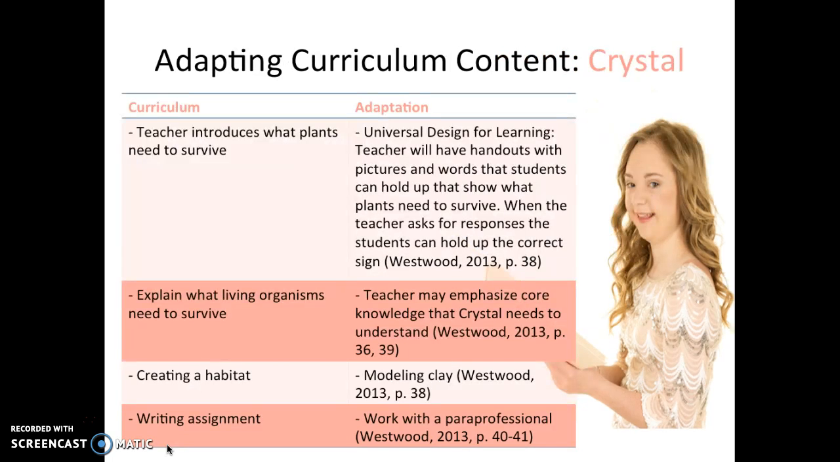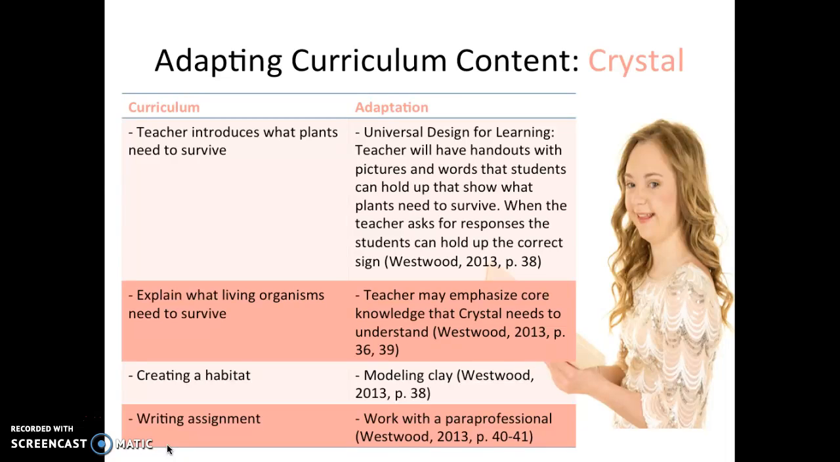For curriculum content adaptations for Crystal, we thought that when introducing what plants need to survive, the teacher could have handouts with pictures and words that students could hold up. When the teacher would ask for responses, she could have students hold up the cards that apply. The teacher may emphasize the core knowledge that Crystal needs to understand as being what living organisms need to survive.